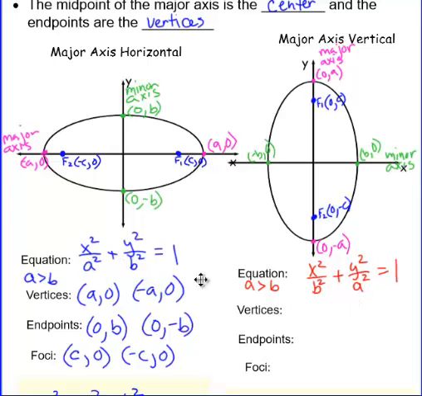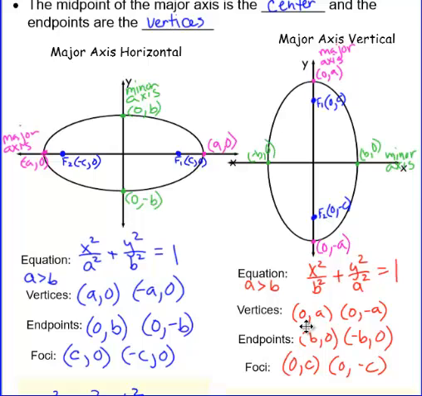Now with an ellipse, this is a plus. So that's important to note that the ellipse is adding and the bigger number is where our major axis is located. So the vertices in this case would be (0, a) and (0, negative a). Notice the 0 is in a different spot than before because the major axis is on a different axis than it was before. The endpoints are (b, 0) and (negative b, 0), and the foci, (0, c) and (0, negative c).